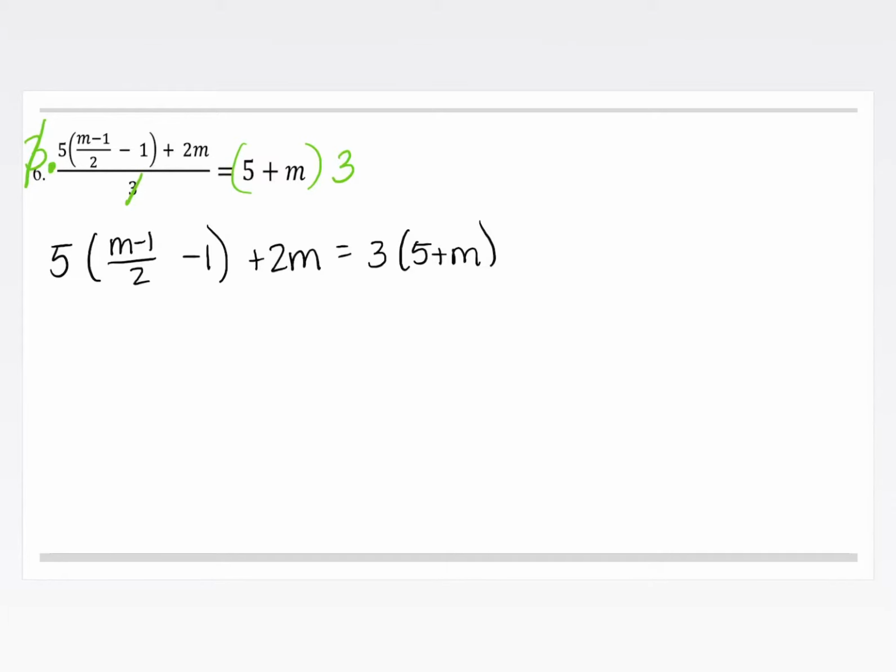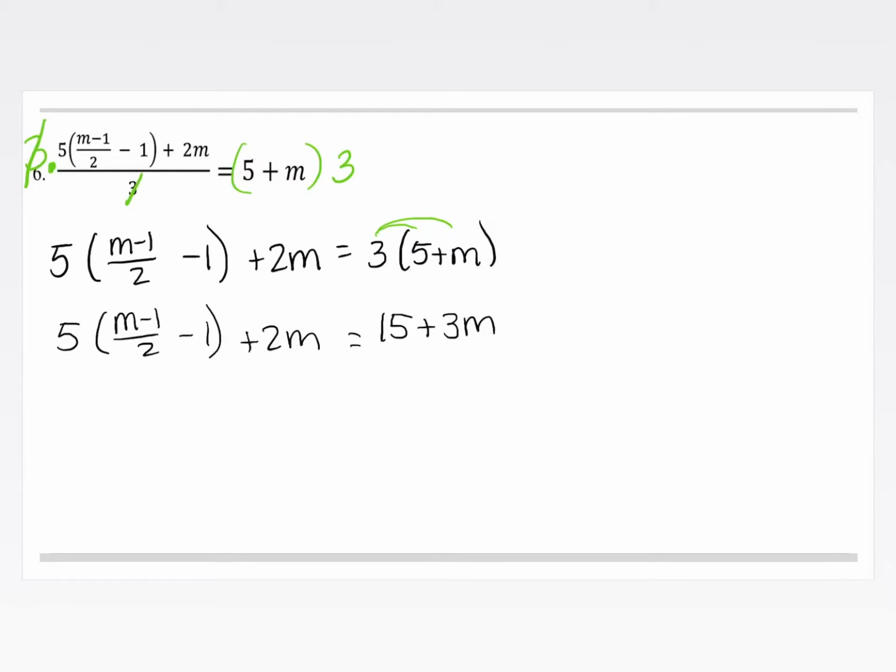Now I'm going to just quickly apply the distributive property. So I'll get 5 times (m minus 1) over 2, minus 1, plus 2m, equals 15 plus 3m. And I'm also going to apply the distributive property on the left-hand side now.